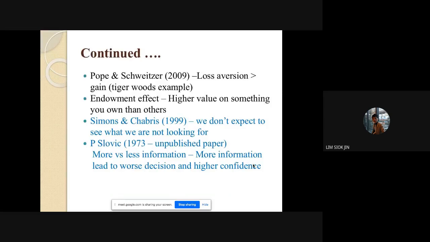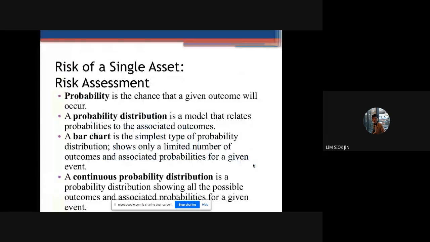Okay, all this you read yourself. Okay, so how do you look at risk? We look at risk based on probability distribution. So what is the probability? Probability is a chance that an outcome will happen.